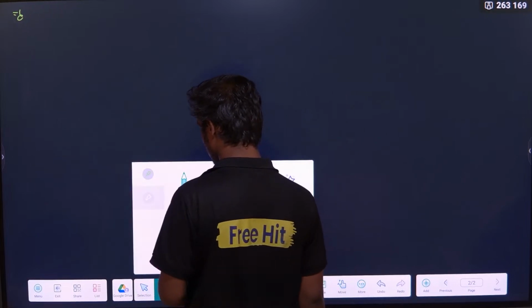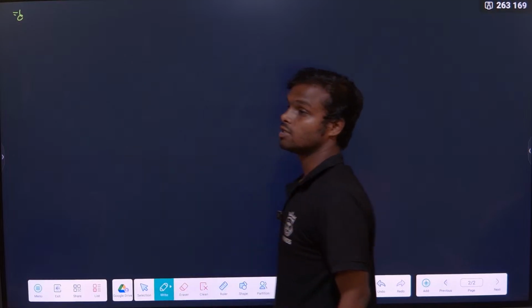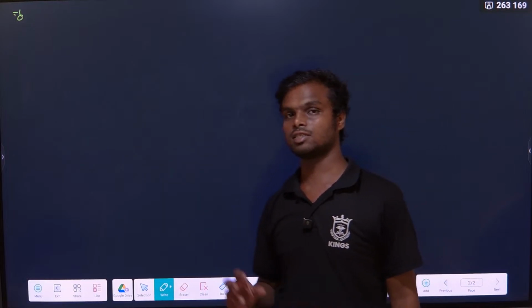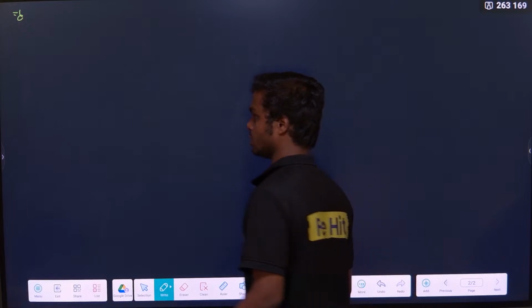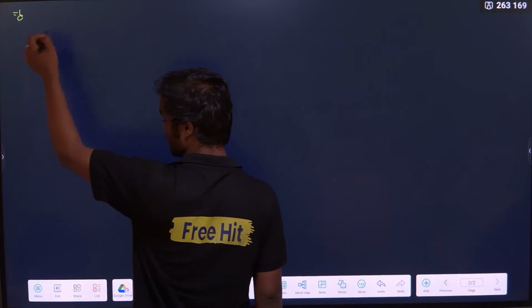But it doesn't matter that every physical quantity that has a magnitude as well as direction can behave as a vector quantity. It is not necessary. That is an important point which I am writing here.